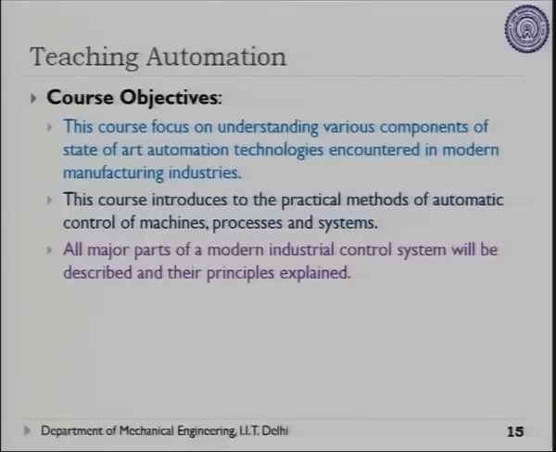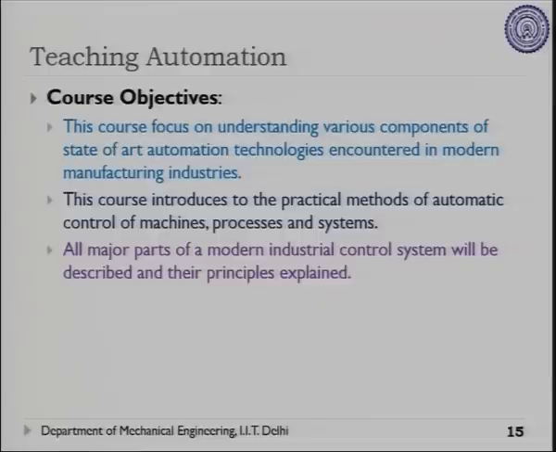So for teaching automation, we have these objectives. I'm just sharing the same objectives which we set for ourselves at the IIT. So then you can just take from here and initiate similar activities. At any stage, wherever you find that you need our help or my help, I'm always there to support you.